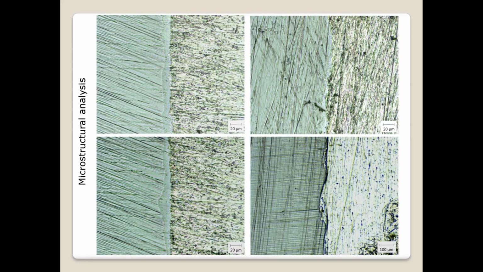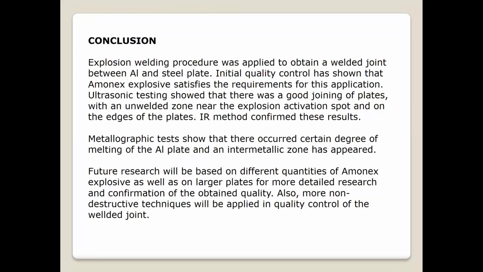the plate of aluminum. And to conclude, we have successfully applied this industrial explosive Amonex to weld aluminum and steel plates. Two non-destructive methods, ultrasonic testing and IR method, have confirmed this. The metallographic test has shown us that we do have a good weld joint, but it can be even better with some improved parameters of welding.